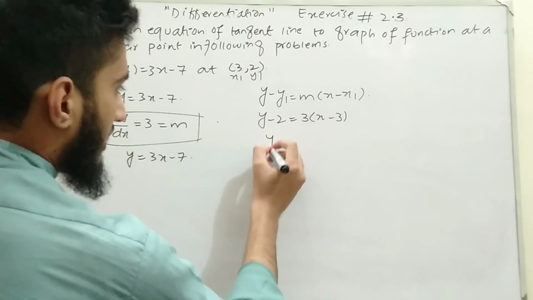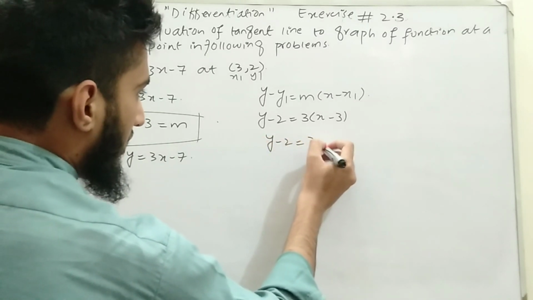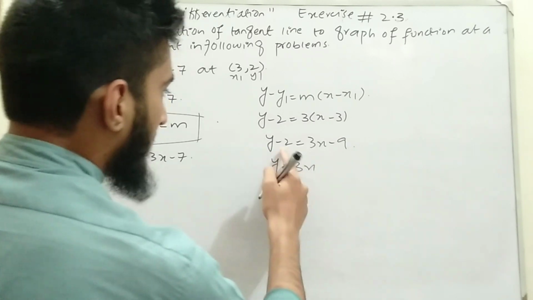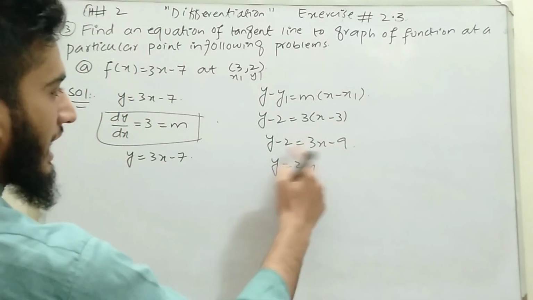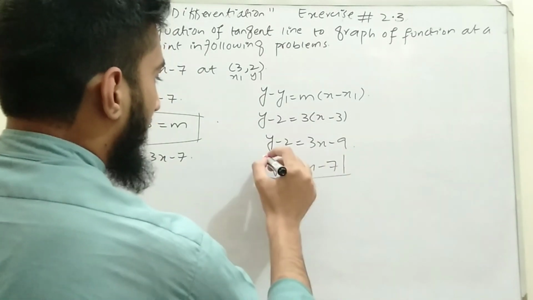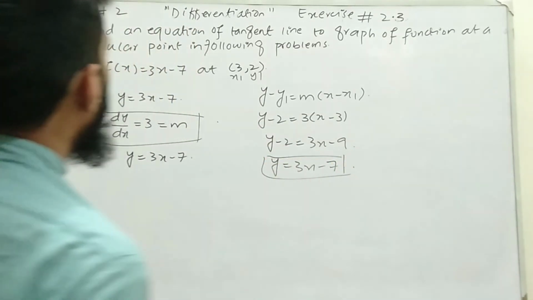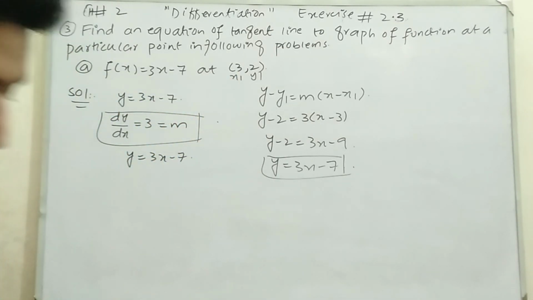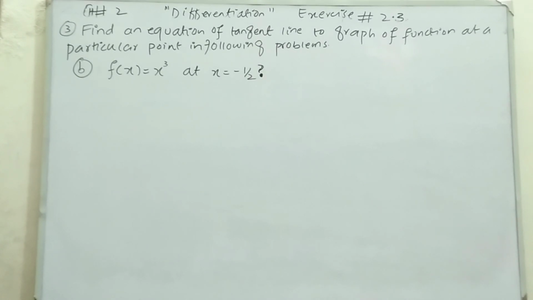Now by simplification, it becomes y minus 2 is equal to 3x minus 9. So y is equal to 3x, shifting minus 2 to the right hand side, it becomes minus 9 plus 2, which gives us the value minus 7. So this is the required tangent equation of f of x is equal to 3x minus 7 at the point (3, 2). Now move to part B of question number 3.